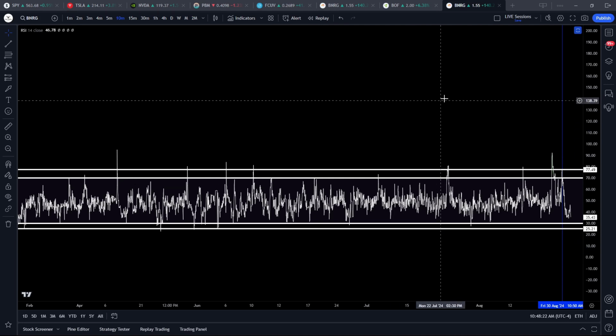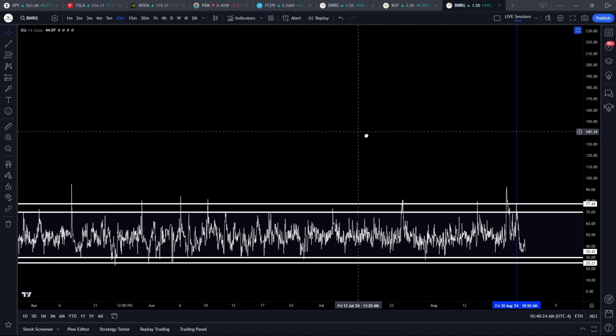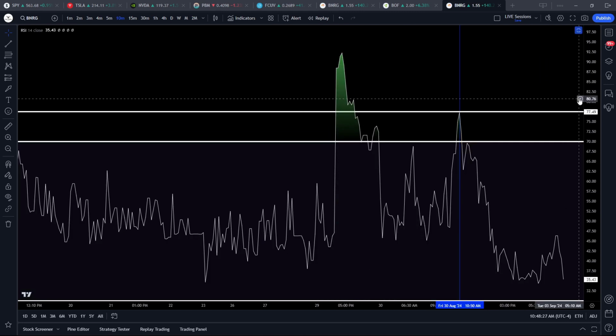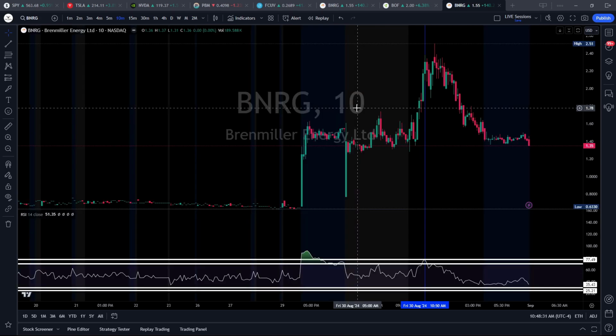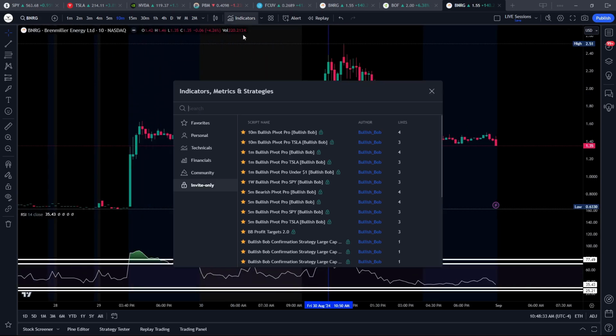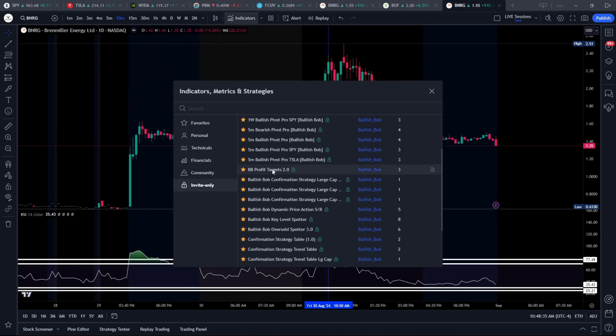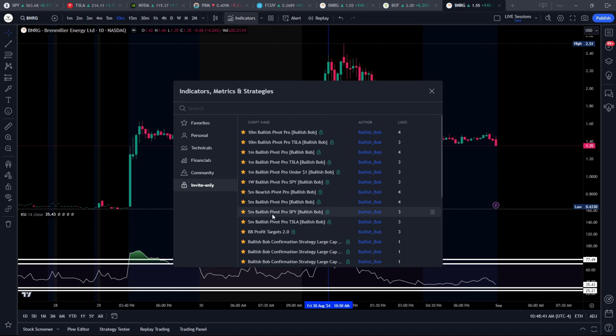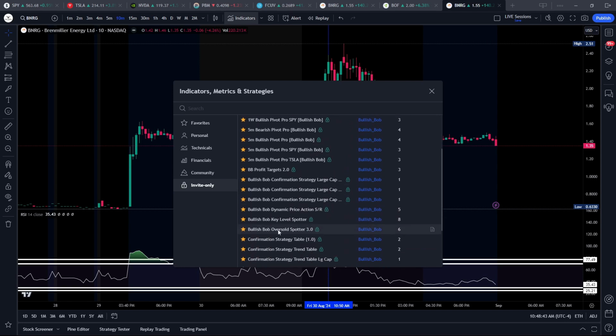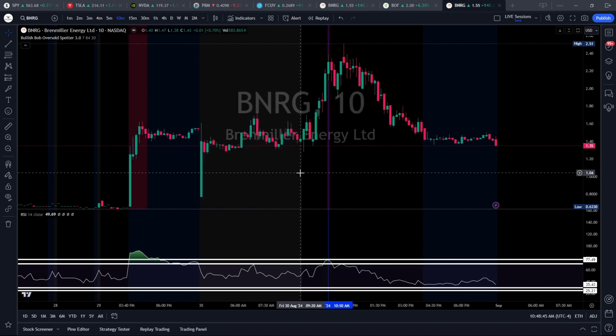So again, if you have the RSI settings and you're looking at just one specific ticker or stock that day, you can adjust the settings in our indicator as well. So if I double click on this, and again, if you have the invite only, you have the oversold indicator here. If I can find it, here it is, Oversold Spotter. Then again, if you know that on BNRG the setting should be 77 and 25, you can actually set it to that.